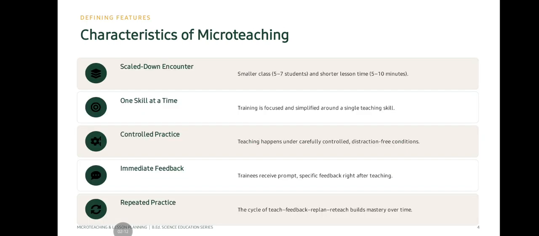Characteristics of micro teaching: scaled down encounter, a smaller class, that is 5 to 7 students, and shorter lesson time, 5 to 10 minutes. One skill at a time. Training is focused and simplified around a single teaching skill. Controlled practice. Teaching happens under carefully controlled, distraction free conditions. Immediate feedback. Trainees receive prompt, specific feedback right after teaching. Repeated practice. The cycle of teach, feedback, replan, reteach builds mastery over time.